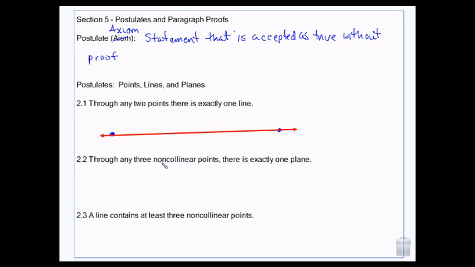Okay. Through any 3 non-collinear points, there's exactly one plane. So if I draw 3 non-collinear points, and I make a plane, there's only going to be one plane. If I draw some other plane, it won't hit all 3 points. There's only going to be that one piece of paper that will hit all 3 points.